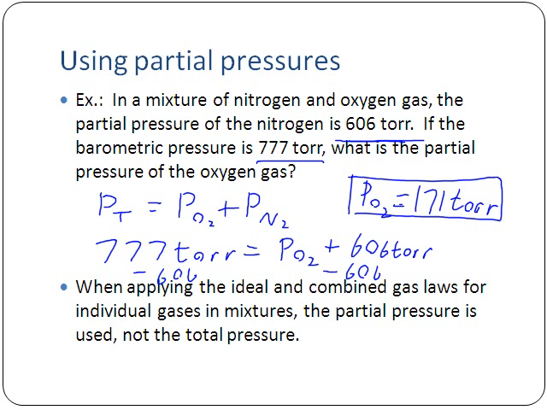Significant figure-wise, this is rounded to the ones place, this is rounded to the ones place, and so our answer will be rounded to the ones place. And so 171 torr is the partial pressure of the oxygen. Just like we said, if you add up the partial pressures, you get the total pressure.